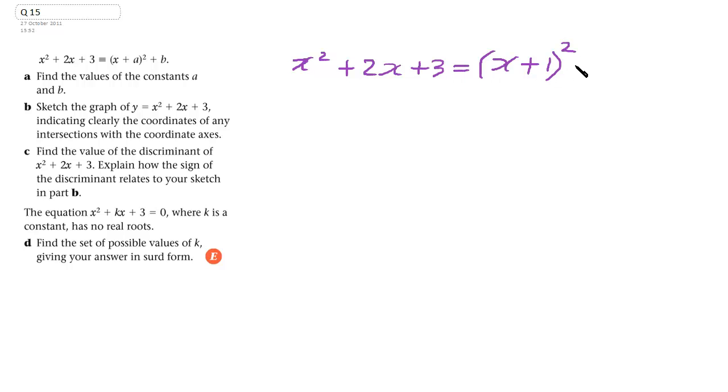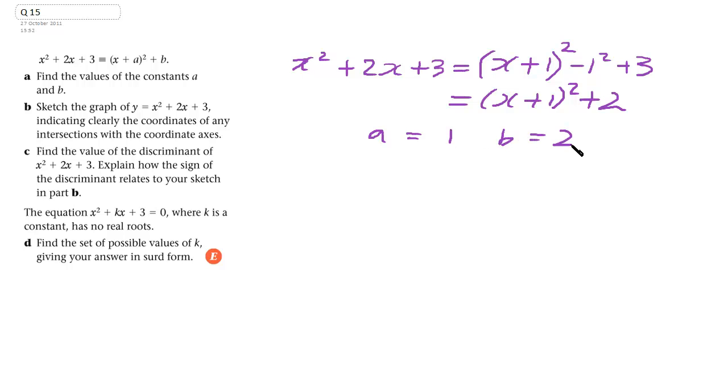Take away this thing squared, so take away 1 squared, and then add on the 3 at the end, and I have completed the square. Just tidy it up. Minus 1 squared plus 3 will just give me plus 2. So therefore A equals 1 and B equals 2.